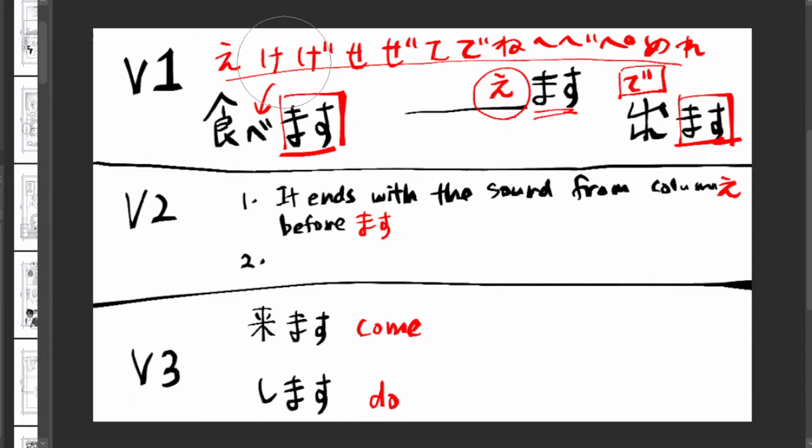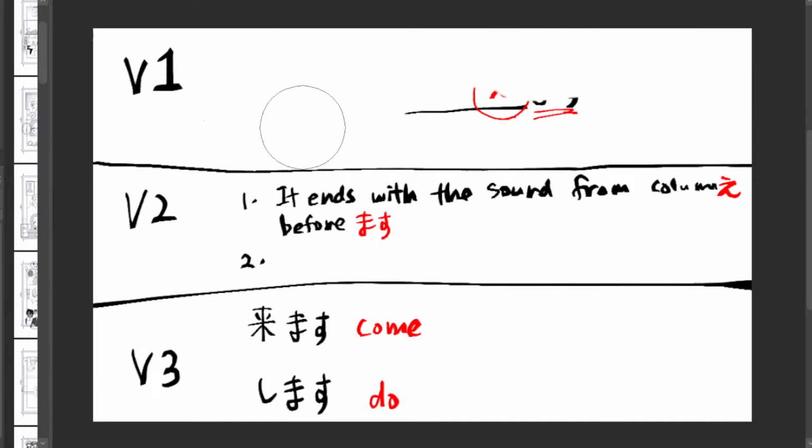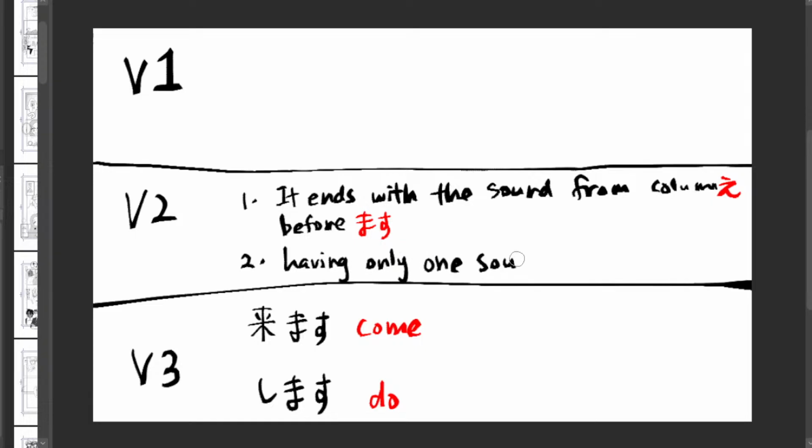The second one is having only one sound before masu.